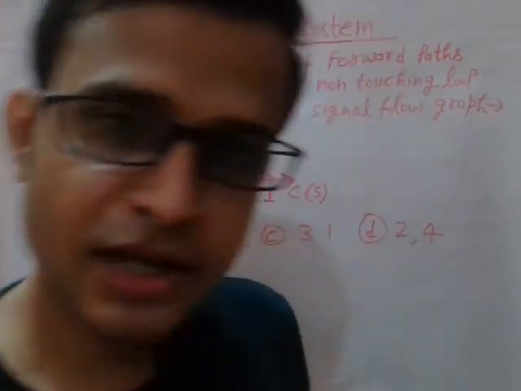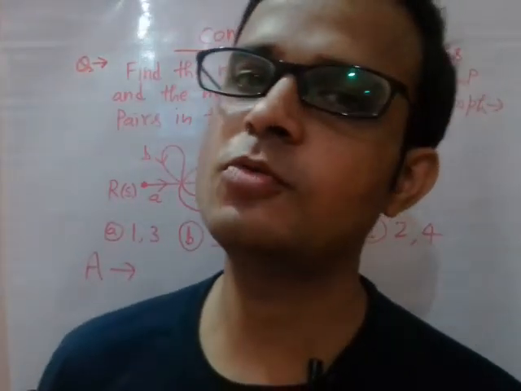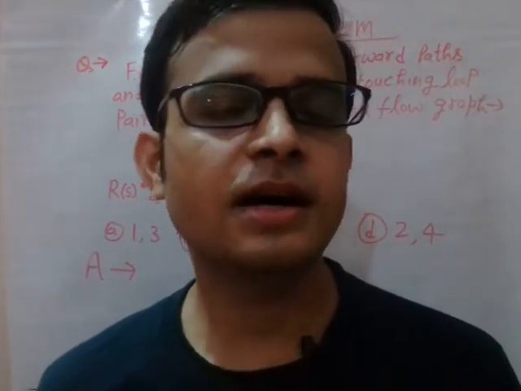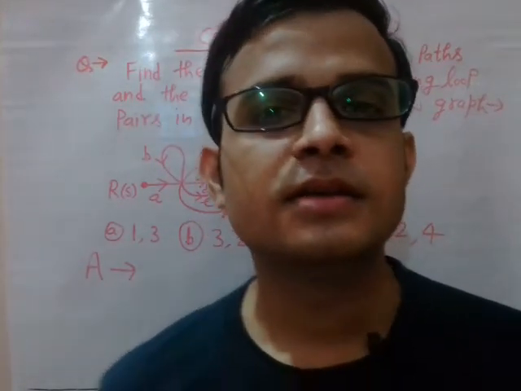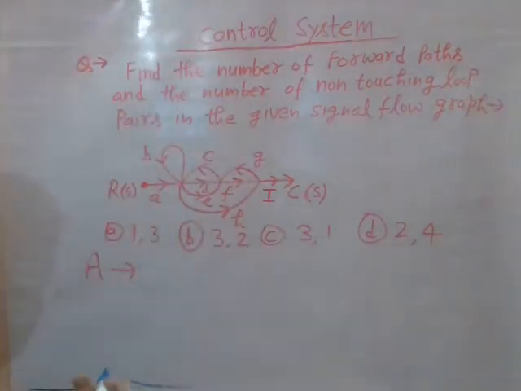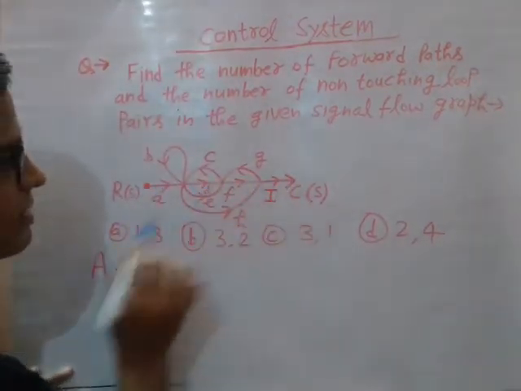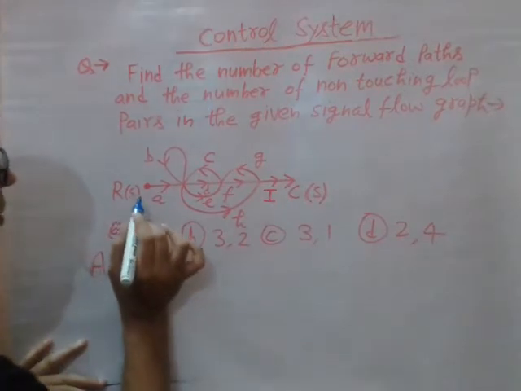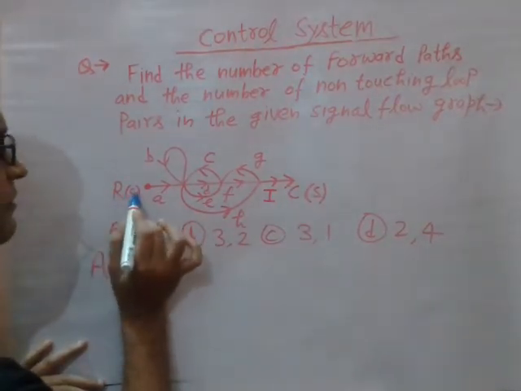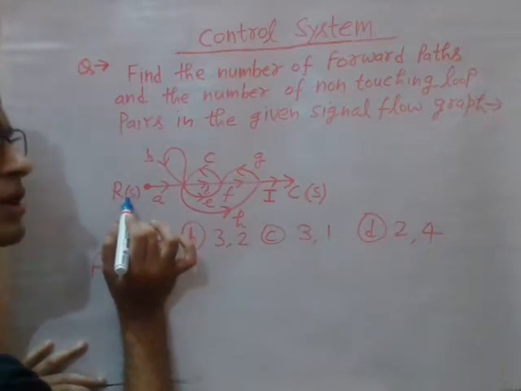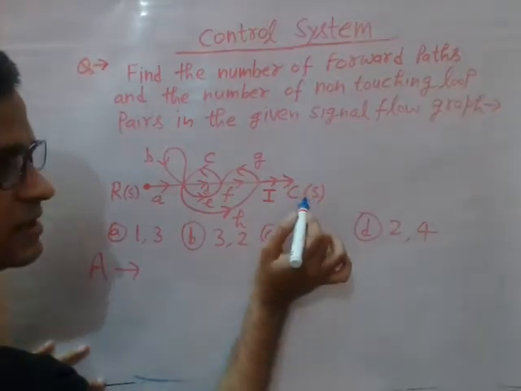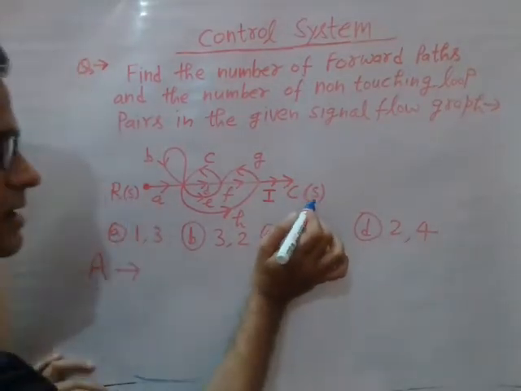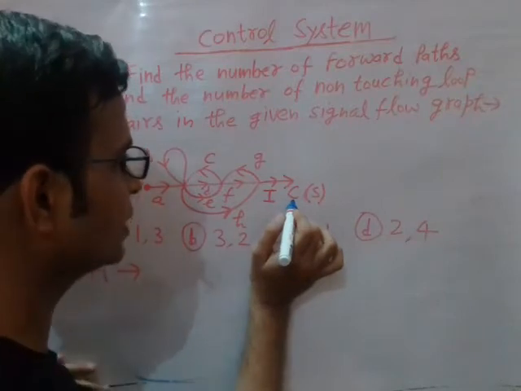We start the control system with the basics of open loop and closed loop, and then block diagrams and signal flow graphs. So here in this question, this is a signal flow graph which is given to you. R(s) is the reference input, the standard notation for the input in control system, and C(s) is the controlled output, the standard notation for output.